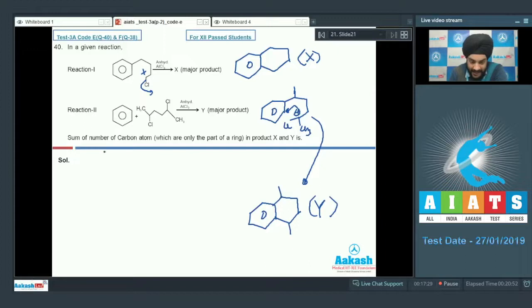The examiner is interested in knowing the sum of the number of carbon atoms which are only part of the ring in products X and Y. Students, if we talk about the number of carbon atoms present inside the ring, we have 10 carbons in the first structure. All 10 of them are present as a part of a ring. And if we talk about the structure Y, we have 12 carbon atoms, and out of those 12 carbon atoms, 10 are again part of the ring. So the correct answer to this question is 10 plus 10, which equals 20. So students, we have to mark 20 as the correct answer to question number 40.